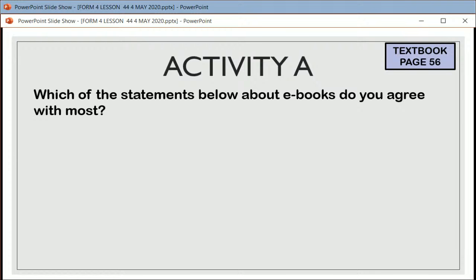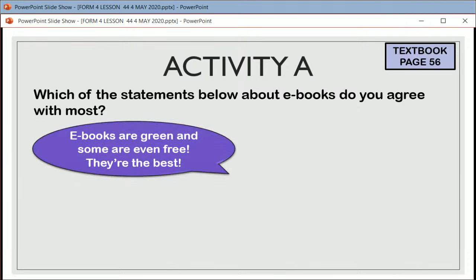Textbook 56, activity A tells you to look at the statements about ebooks and which one do you agree with the most, right? Adam, there's no more library at the moment. So hopefully you have your own library at home. So the first statement, all right: ebooks are green and some are even free. They are the best. Do you know what it means? Ebooks are green, meaning that they don't use paper. Because they are digital form, therefore it's environmentally friendly. That's why you say ebooks are green.